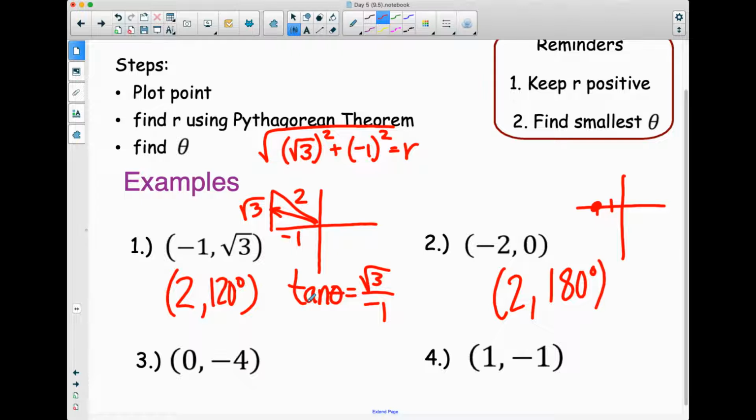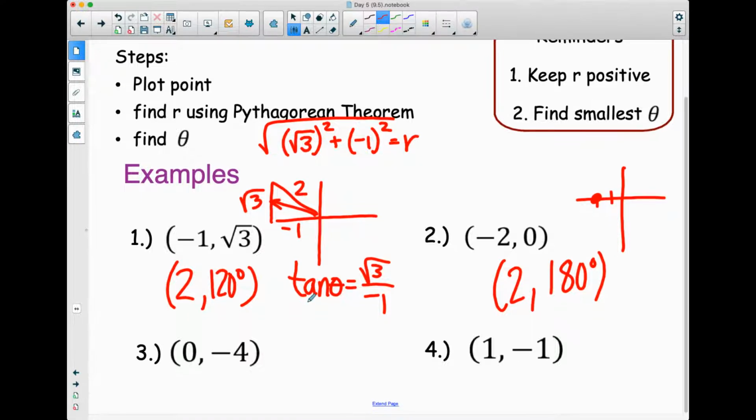We didn't have a triangle to draw. We didn't have any of that nature. So we were just able to go ahead and say, well, our radius was 2. I'm at 180 degrees. Same thing for number 3, but go ahead and try 3 and 4.